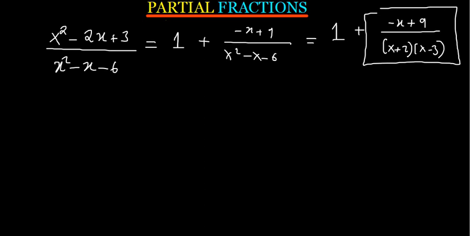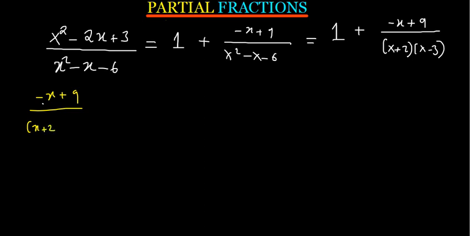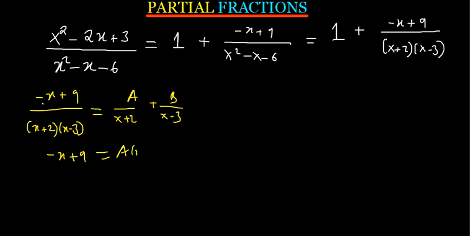Okay. So the negative x plus 9 divided by x plus 2, x minus 3 is going to be equal to a over x plus 2 plus b over x minus 3. And this will give us negative x plus 9 being equal to a times x minus 3 plus b times x plus 2. Since the denominators are the same, I'll just write the numerators. Are we okay up to here?